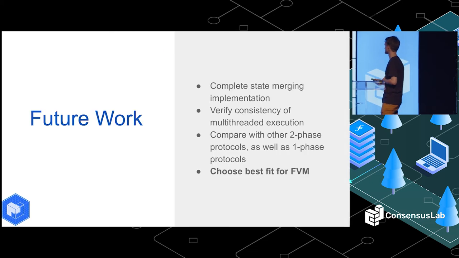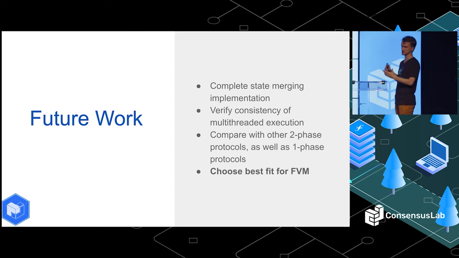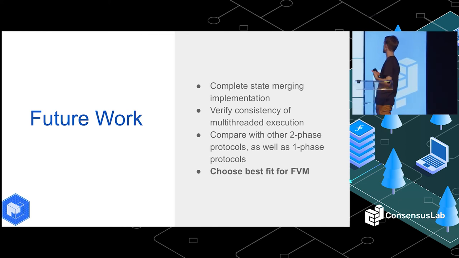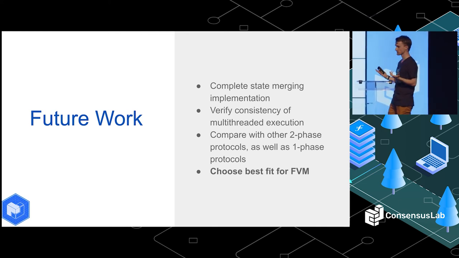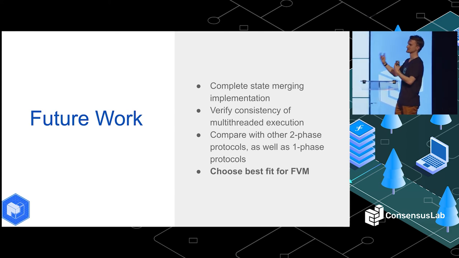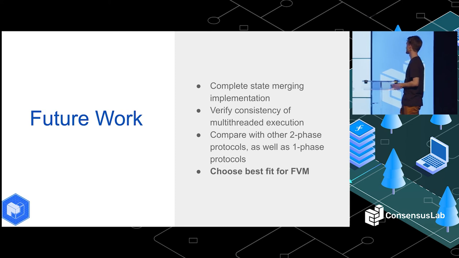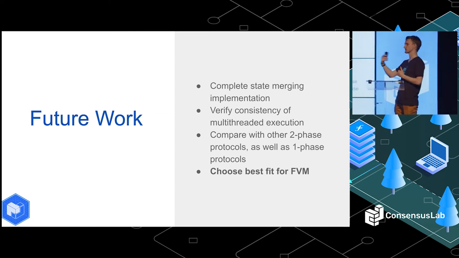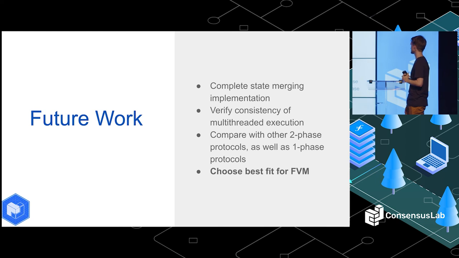Yes, so in the future, what do we plan to do? We want to complete this implementation with the merging of the state. We want to verify that indeed our execution is consistent and that we didn't make any errors. Most importantly, we want to compare it with different two-phase protocols. At every step of the way that I showed you, there are different ways of doing things. It's pretty clear that there are other options. And we can compare with one-phase protocols that optimistically execute transactions. And in the end, the big goal is to choose the best fit for the FVM.